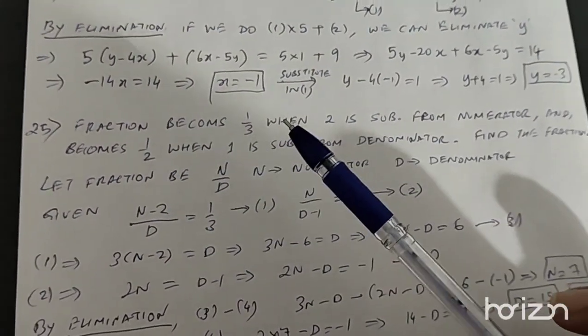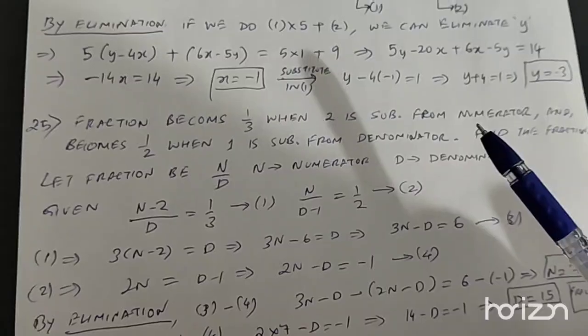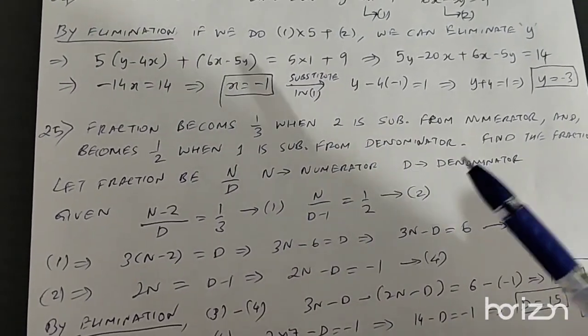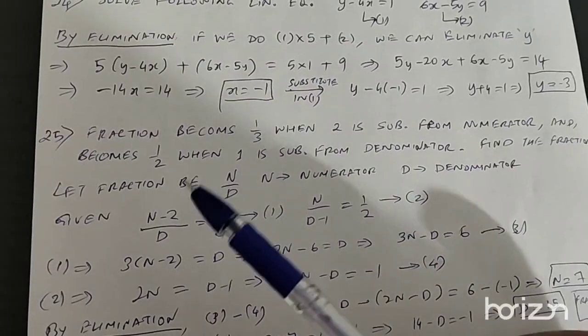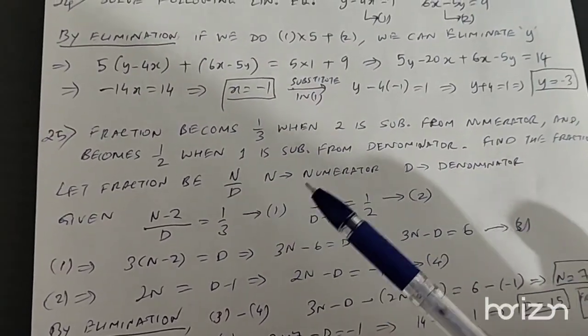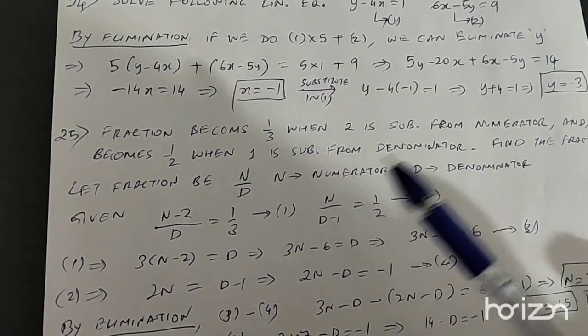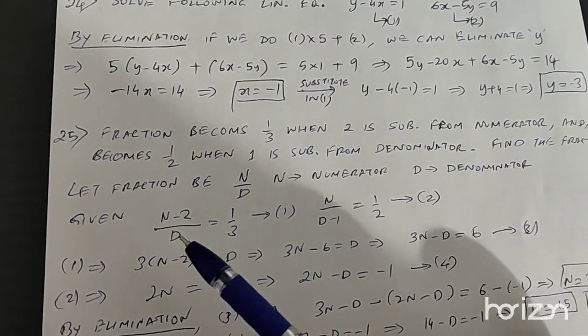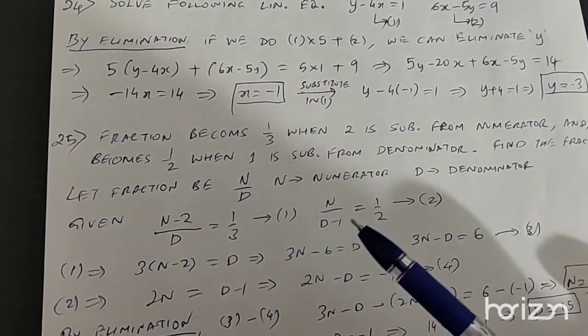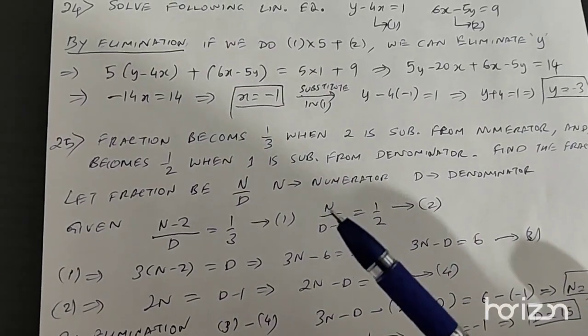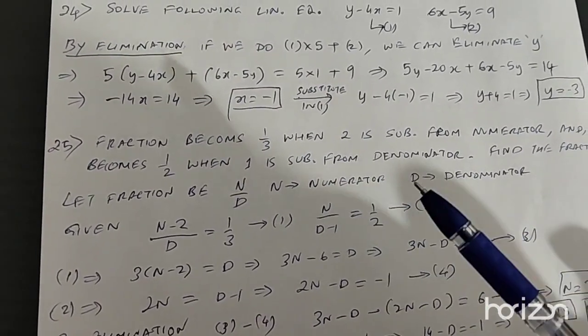A fraction becomes 1 by 3 when 2 is subtracted from the numerator, and becomes half when 1 is subtracted from the denominator. Find the fraction. Okay. Let the fraction be n by d, where n is the numerator and d is the denominator. What they are saying is, if you subtract 2 from the numerator, that is, n minus 2 divided by d, it is equal to 1 by 3. And when you subtract 1 from the denominator, that is, n divided by d minus 1 is equal to half.